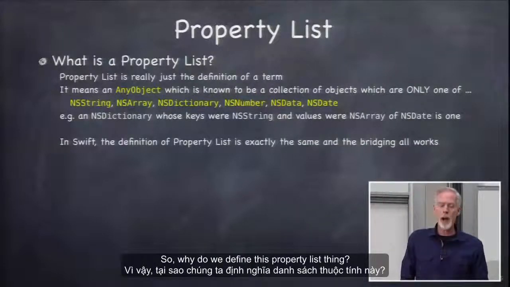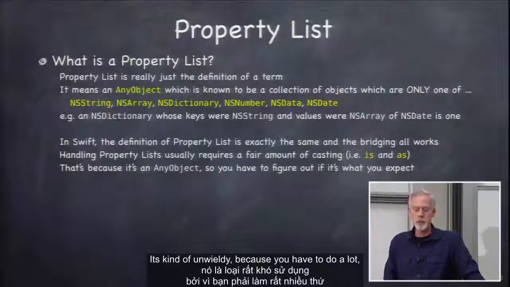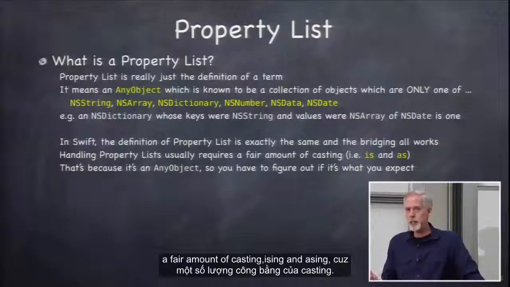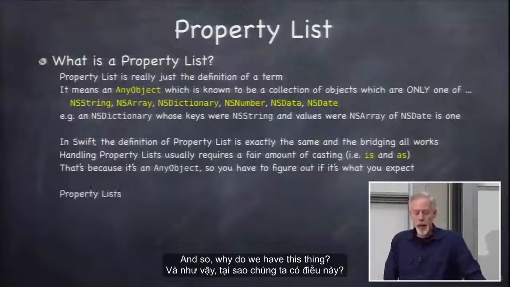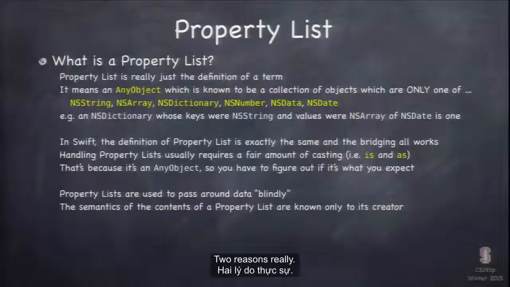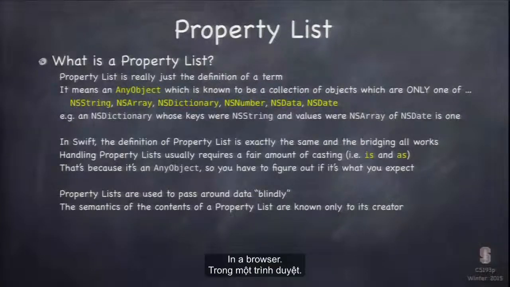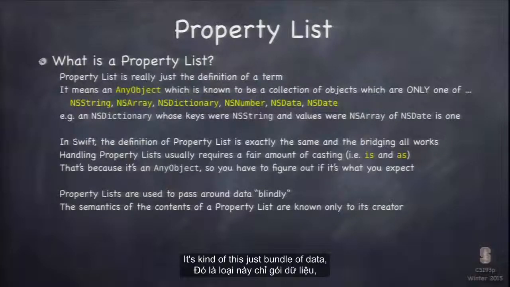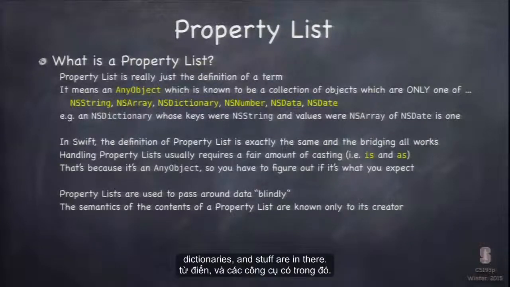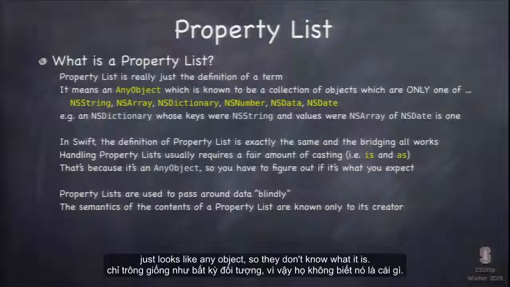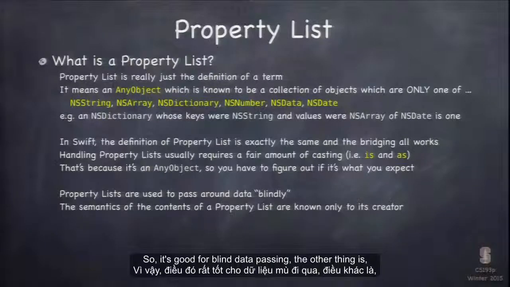So why do we define this property list thing? It's an AnyObject. It's kind of unwieldy because you have to do a fair amount of casting, ising, and asing, because AnyObject, of course, to use it, we have to cast it. And so why do we have this thing? 2 reasons, really. One, property list is used to pass data around blind. It's like a cookie in a browser or something. It's this bundle of data that only the creator of it knows how to interpret, because only they know what strings, arrays, dictionaries, and stuff are in there. But to everyone else, it just looks like AnyObjects, so all they can do is pass it around to other things. So it's good for blind data passing.